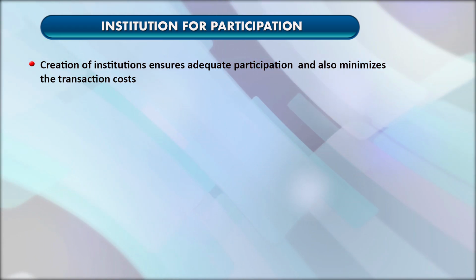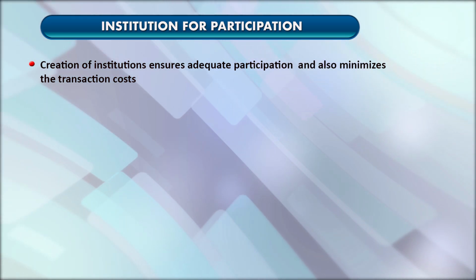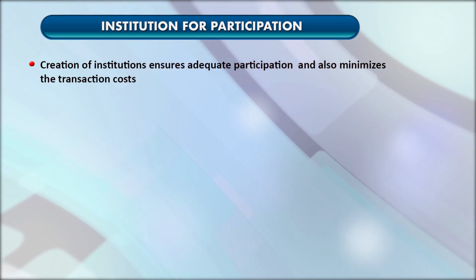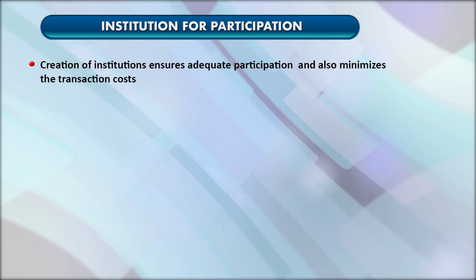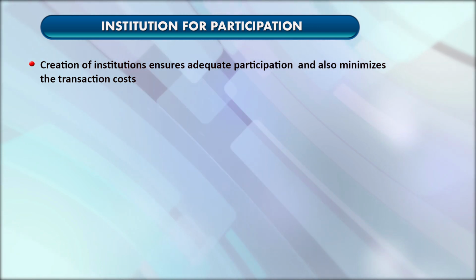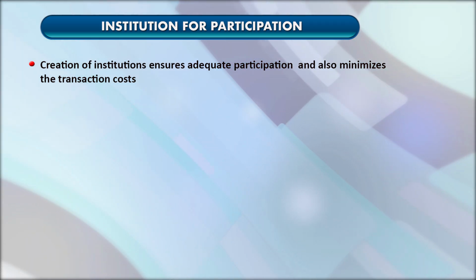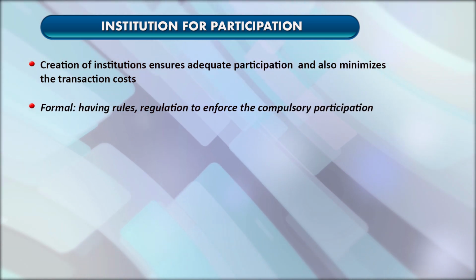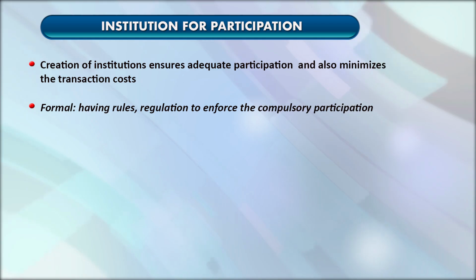Actually, the creation of the institution for participation is very important, and it ensures adequate participation and also minimizes the transaction cost. So if we are able to create some institutions, some formal or informal type of institution, it helps to ensure the participation in the policy process, and it also helps to minimize the transaction cost. So there we may have two types of organization or institution. In the formal institutions, we are building some core groups or commissions.